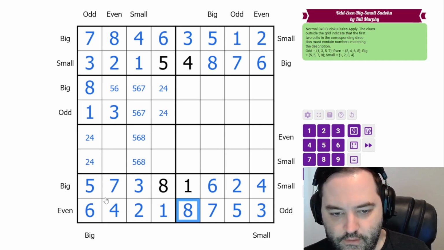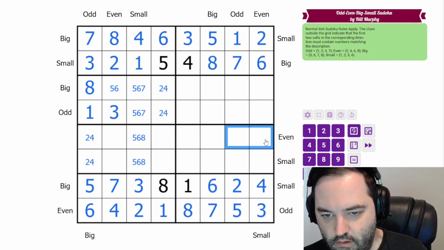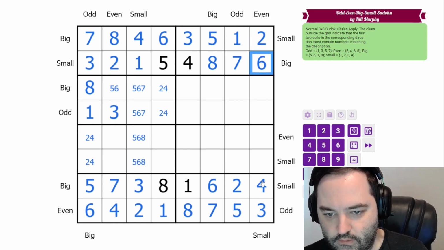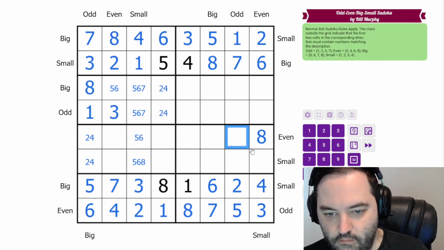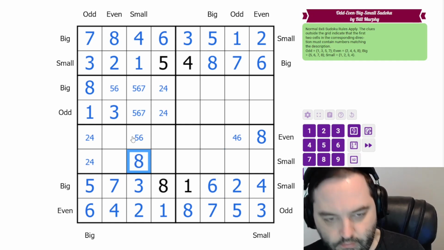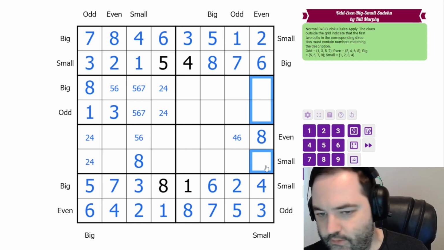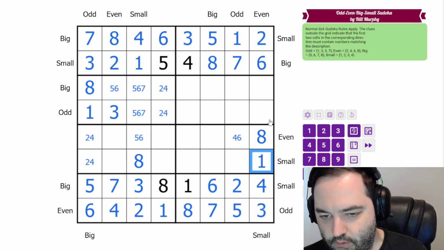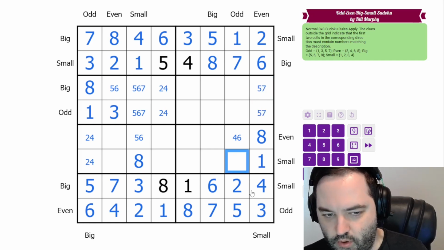And now we've got the top and bottom bands done. Let's look here, these are even, and we have 2, 4, and 6 in these cells, so this must be 8. This must be even, and it's not 2, so it's 4 or 6. It's the only place for 8 in the column. These are 1, 5, and 7, and this has to be small from this clue, so this is 1. This is also small, so it's 3 or 4. It's the 1 and 2.